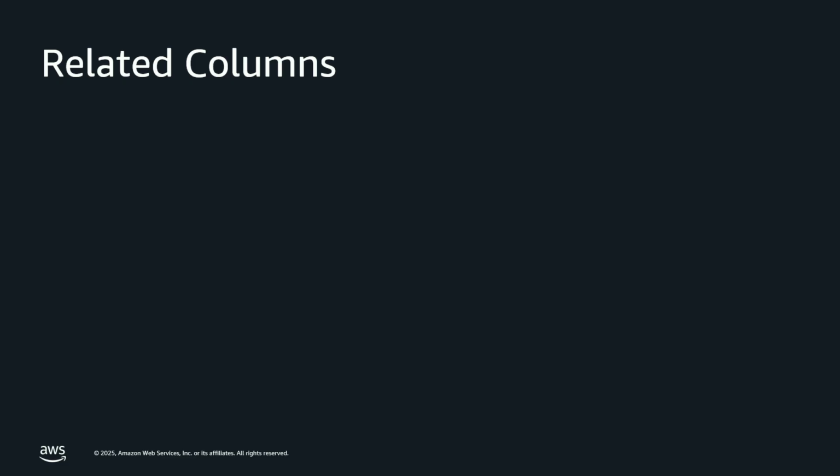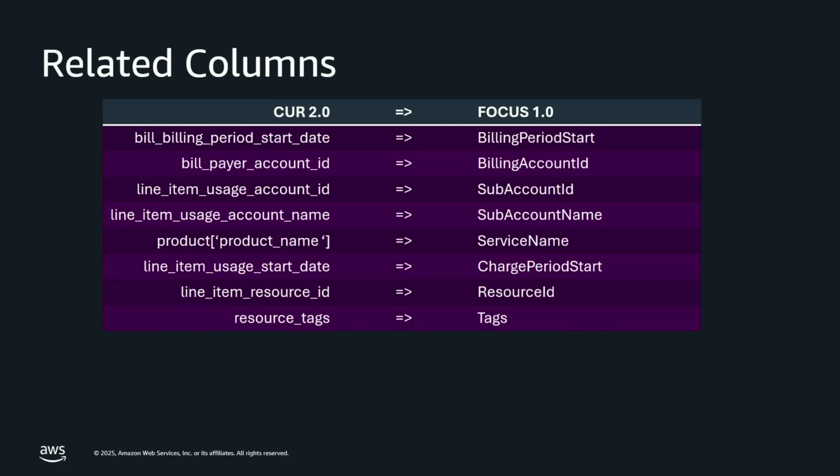One of the most common questions I've got about Focus up to this point is, do these columns map to each other? And how do we map CUR 2.0 values to Focus values? So here's a quick example, a non-exhaustive list. These are 8 columns that I picked out that map one-to-one. This is things like your account information, the charge periods, the service names, resource IDs and tags. So if you look at usage rows in CUR 2, they map directly to the values that you would see in Focus 1.